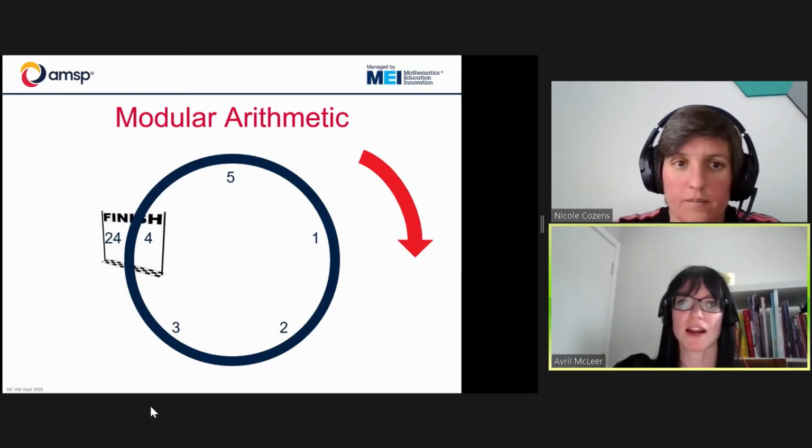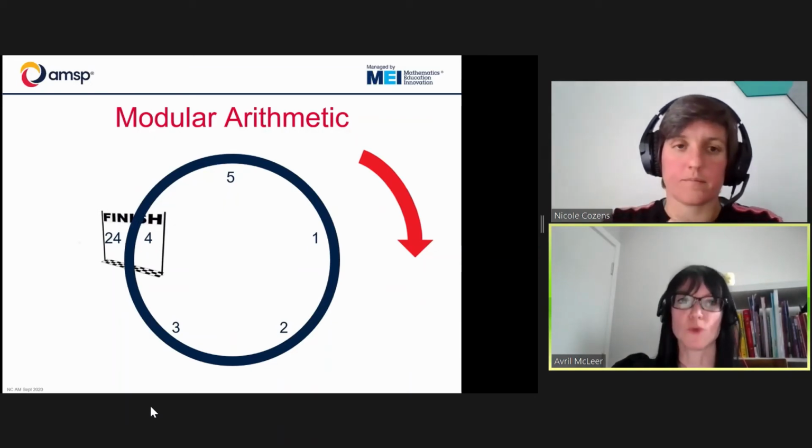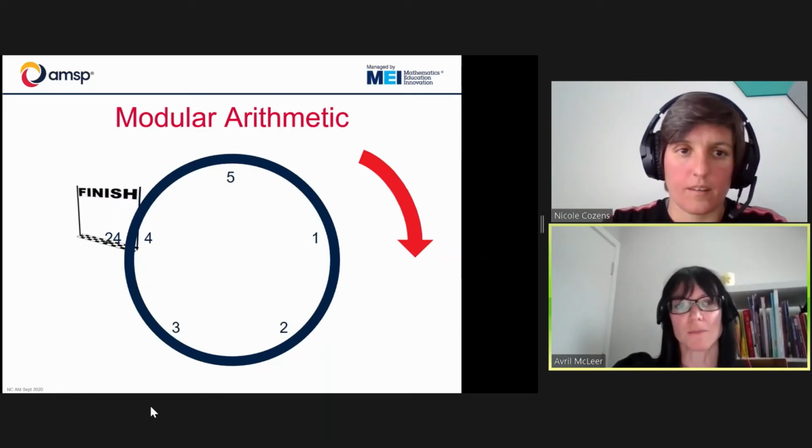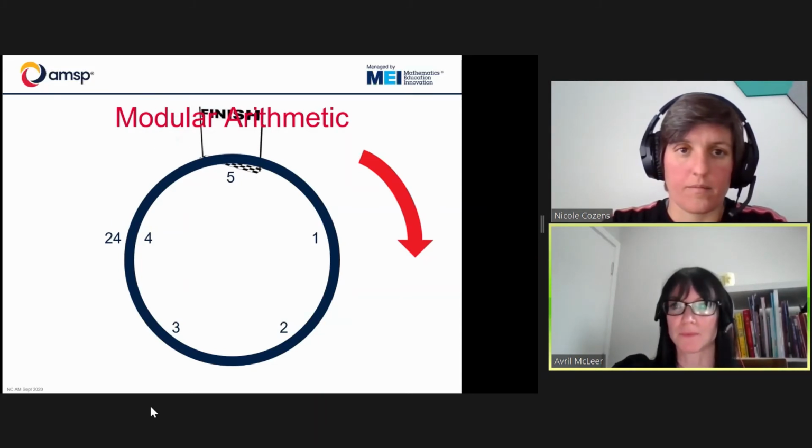So if our target was 24, that moves the finish line. It moves where we're aiming to get to on the clock. 24 in modulo 5 is 4. That's where the finish line was, at 4. What if we have a target of 25? What is 25 in modulo 5? It's 0, isn't it? So actually the finish line is at the top of the clock.